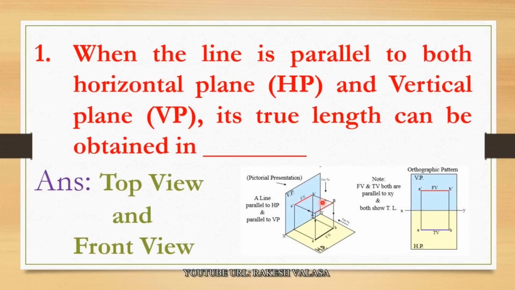Let us see this figure. Here the given question is line AB. Let us assume line AB. This is parallel to both horizontal plane and vertical plane. Its true length can be obtained in both views, that is front view, that is A dash B dash, and top view AB. So the correct answer is both top view and front view.